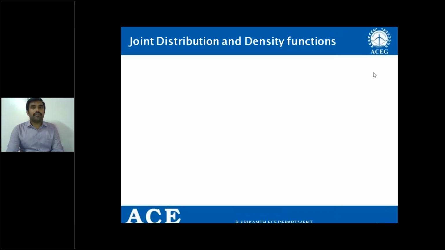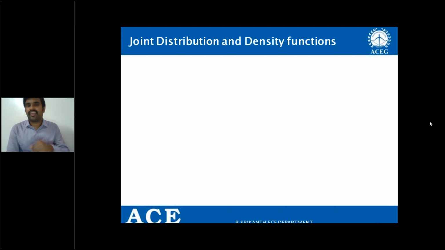Dear students, in the last session we discussed multiple random variables. We started with multiple random variables and discussed what a vector random variable is and how to define it. Once the vector random variable is defined for any real-time experiment, we need to define the joint distribution and density functions for the analysis of the real-time experiment or any probabilistic model. So now we are going to see the joint distribution and density functions.